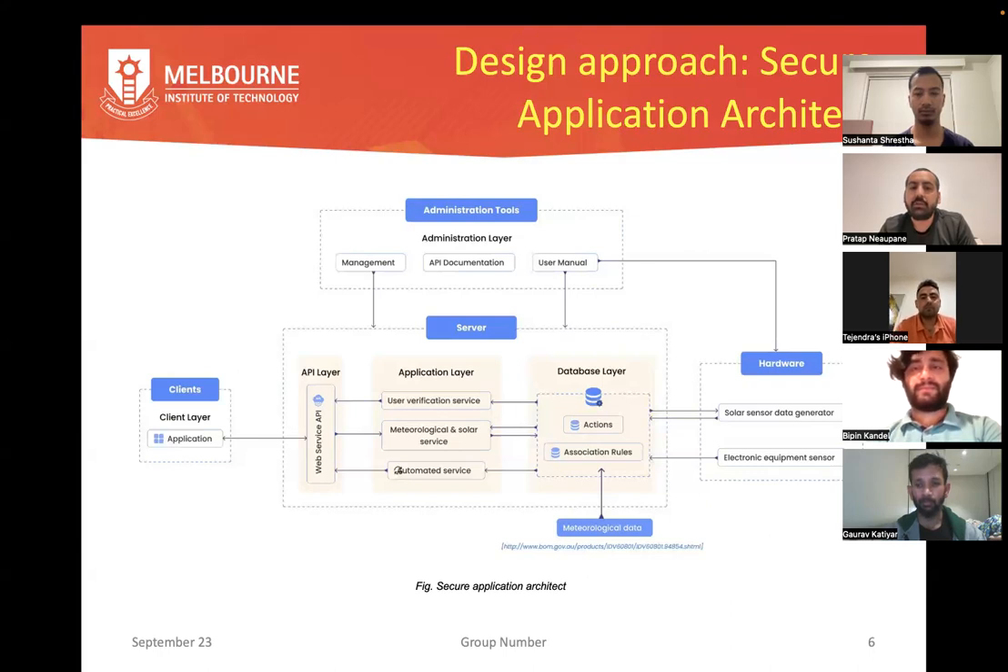We'll ensure security measures. We'll implement robust authentication and authorization mechanisms, encrypt sensitive data, and regularly conduct security audits to safeguard users' information and system integrity. Lastly, automation lies at the heart of our system. The user provides their preferences and the system takes over, dynamically controlling appliances to maximize solar energy utilization based on real-time conditions.